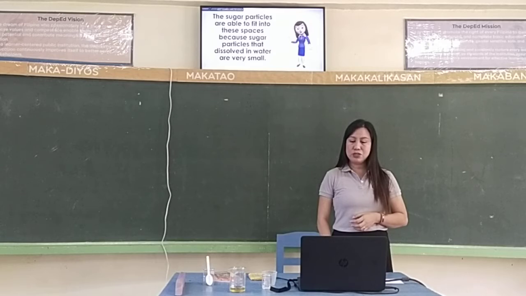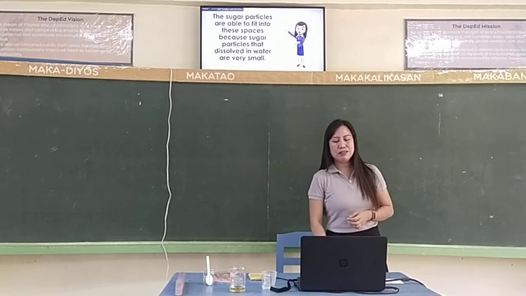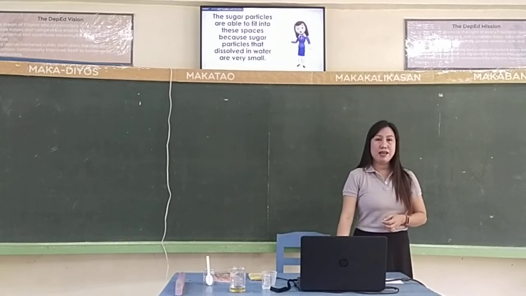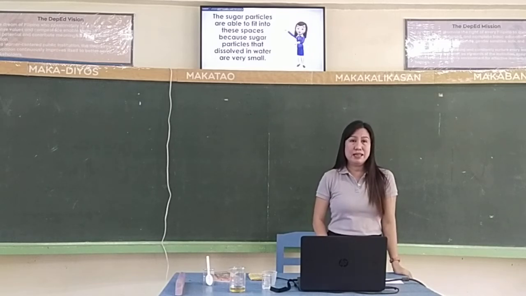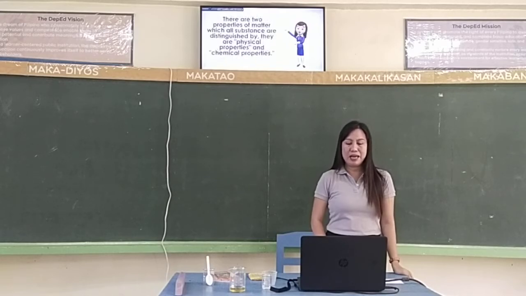It says there that the sugar particles are able to fit into the spaces because the sugar particles that dissolve in water are very small. So that is why we have come up with less than the expected amount of the mixture. So it goes into the spaces. So we may wonder why it's no longer 70, but it's already 65.